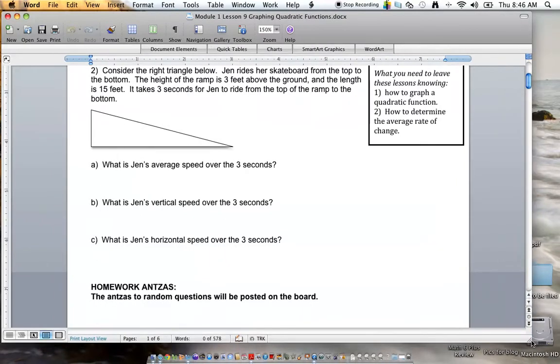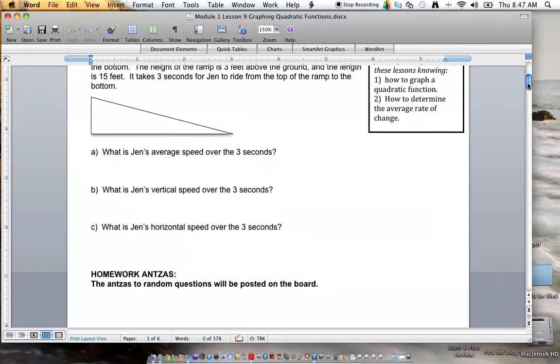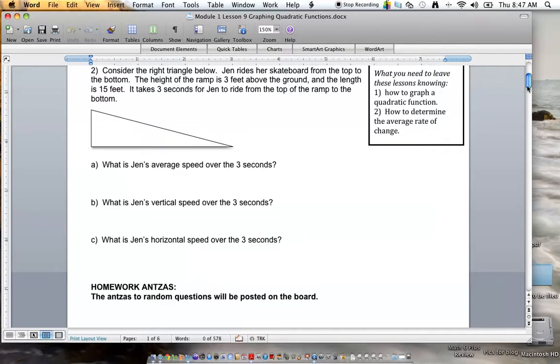Consider the right triangle below. Jen rides her skateboard from the top to the bottom. Obviously, this is where Jen rides, right, along the ramp. The height of the ramp is 3 feet above the ground, and the length is 15 feet. It takes 3 seconds for Jen to ride from the top to the bottom. So the height is 3 feet, and it says here the length of the ramp is 15.